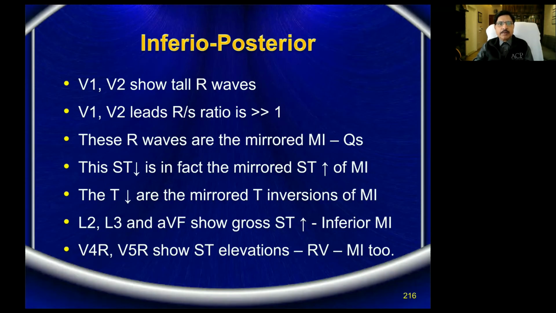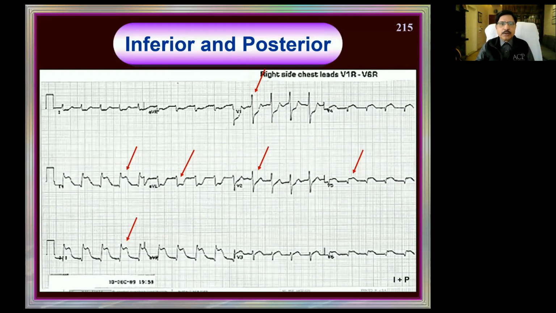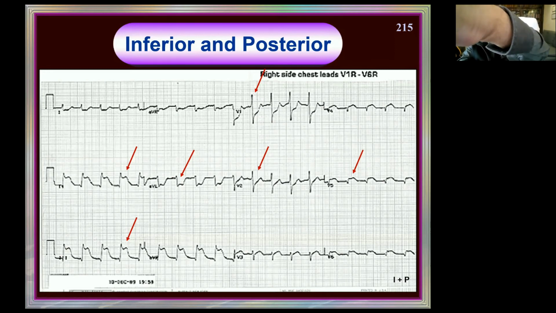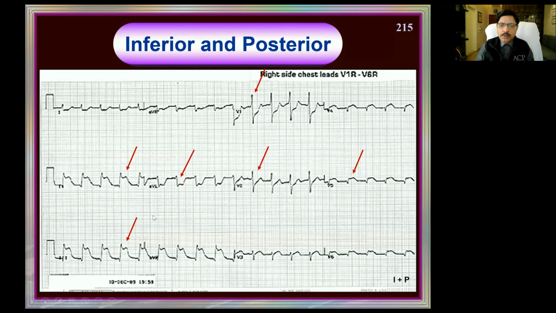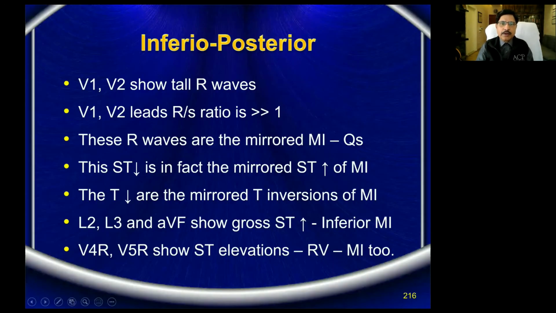V1, V2 show tall R waves, RS more than 1. R waves are mirrored Q waves of the MI. ST depression, in fact, is the mirrored ST elevation of MI. T waves are mirrored as the T inversions of MI. Leads 2, 3, aVF show gross ST elevation, that you can see, and this is because of the acute inferior infarct. And this is inferior MI.